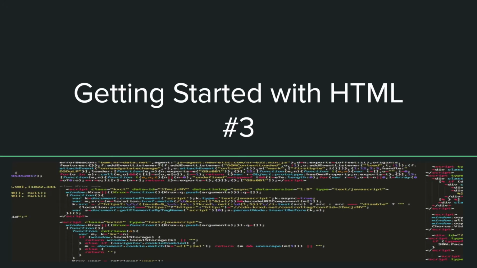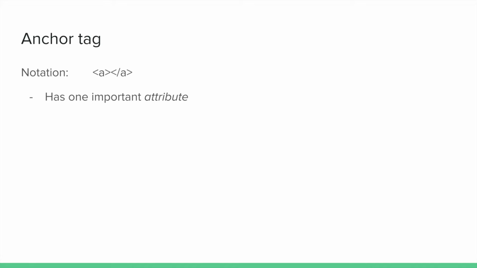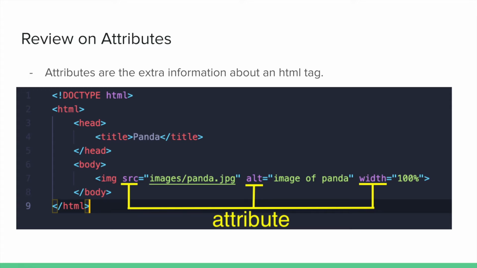In this video, we'll be learning about links. We'll use the anchor or A tag to denote that. The tag has one very important attribute to it. Before I talk about that attribute, let's recall what attributes are. Attributes are just extra information about a tag.